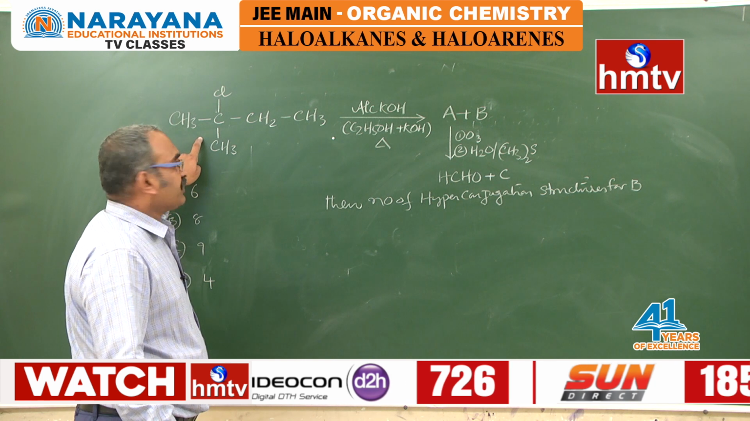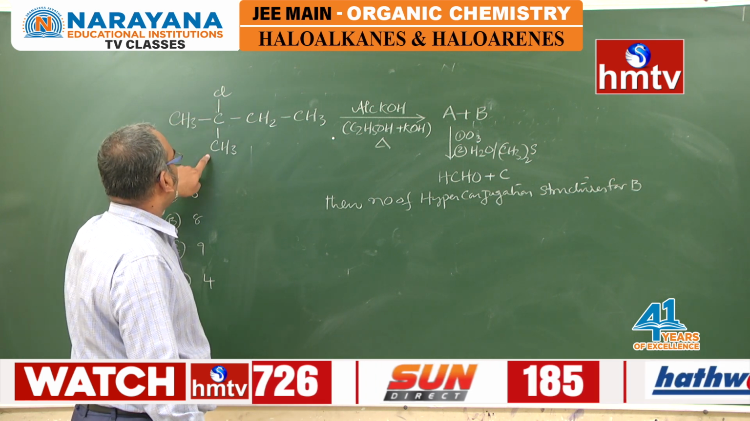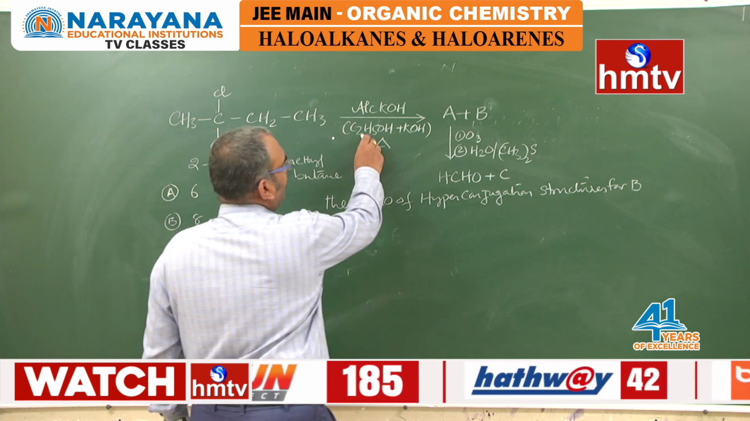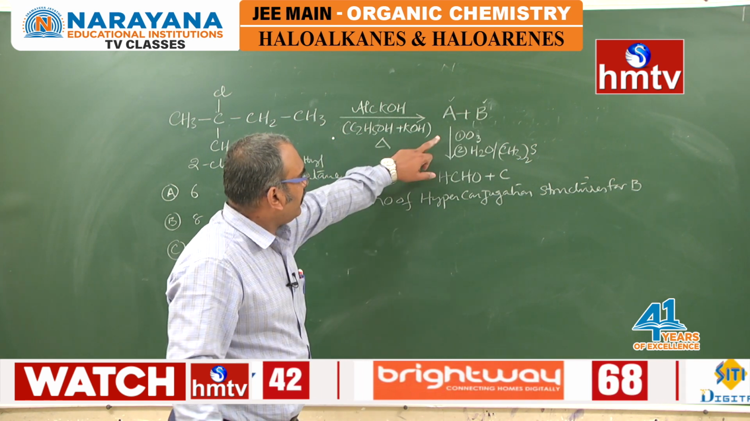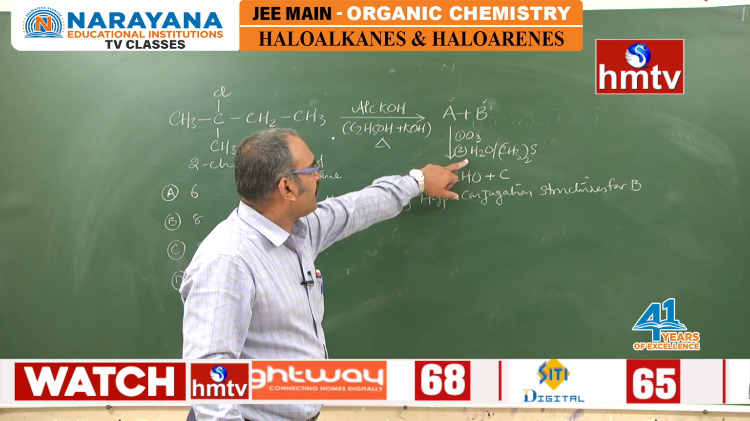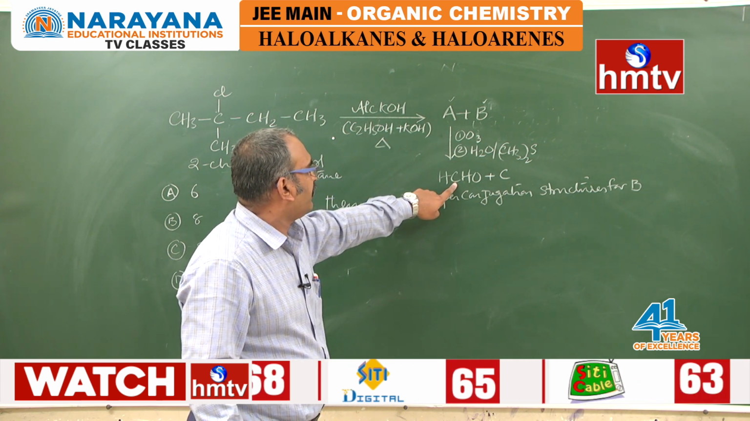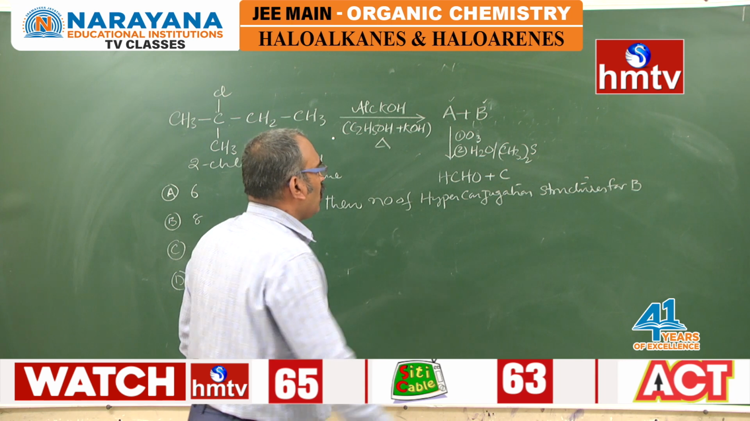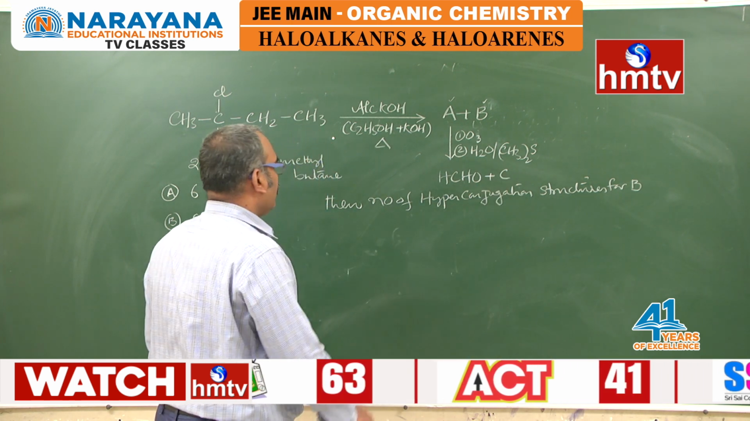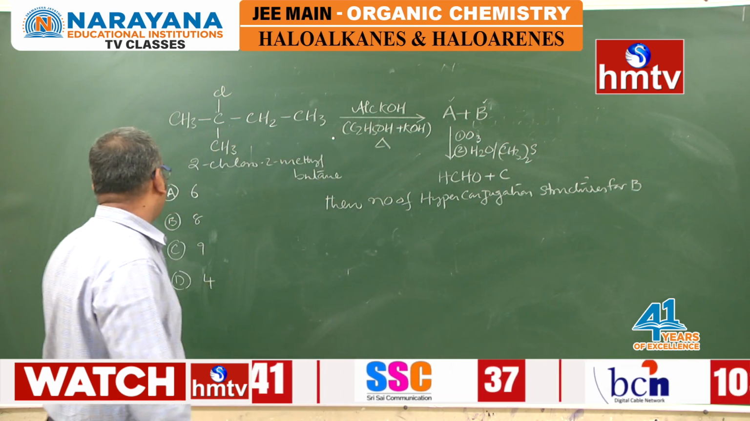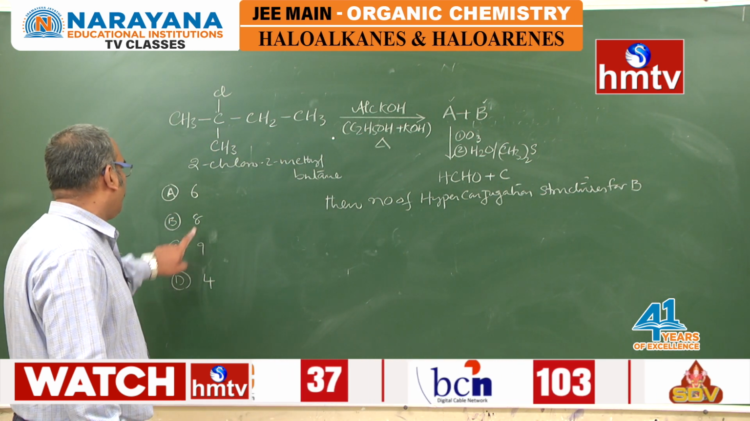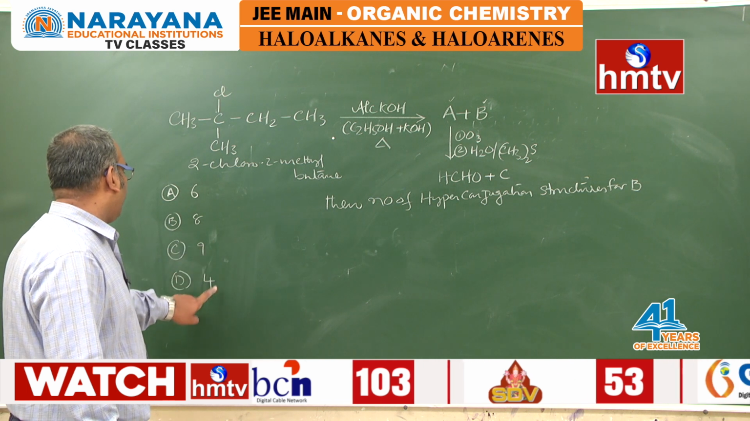Consider this particular reaction. This is 2-chloro-2-methyl butane. When it is heated with alcoholic KOH, it produces A and B, and A is subjected to reductive ozonolysis to get formaldehyde, along with C. Then the number of hyperconjugation structures for B: my question is, is it 6 or 8 or 9 or 4?